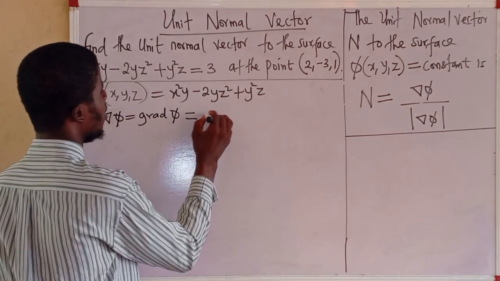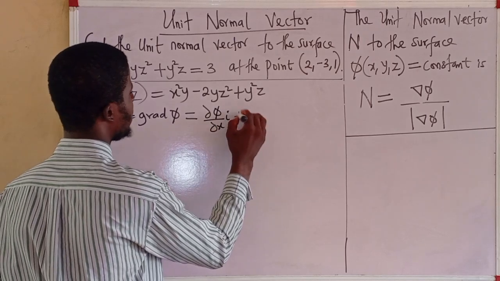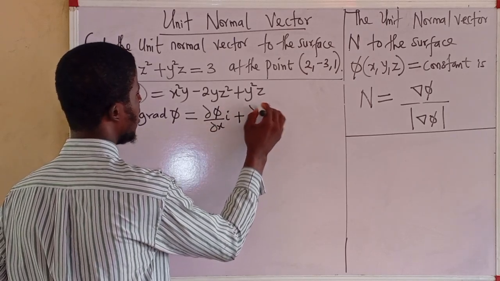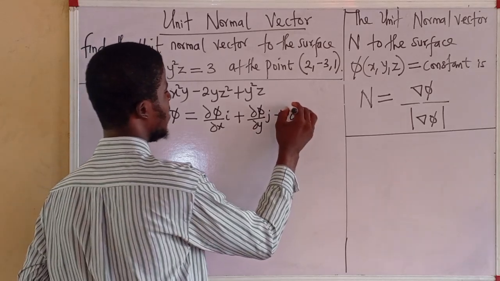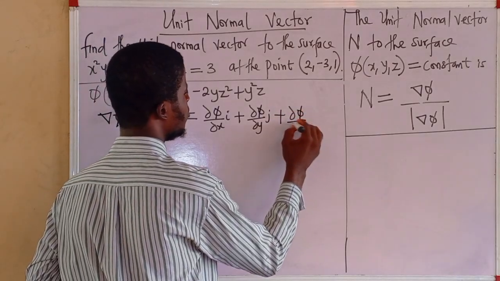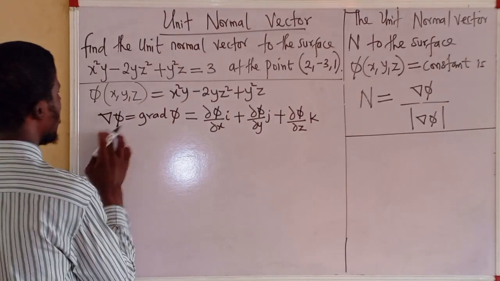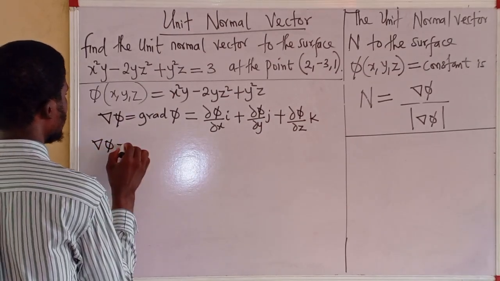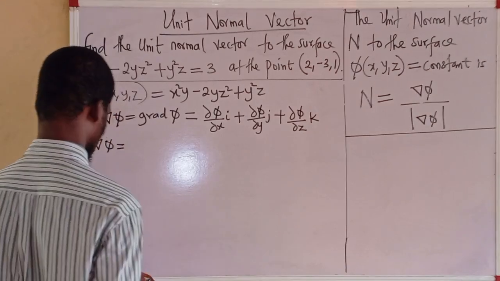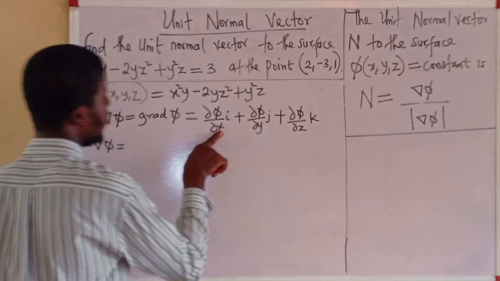is equal to the partial derivative of phi with respect to x times i plus the partial derivative of phi with respect to y times j plus the partial derivative of phi with respect to z times k. All right, so let's determine grad of phi of this function now. We are going to take the partial derivative of this function with respect to x first.